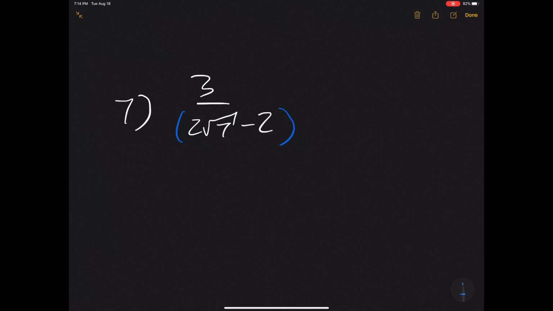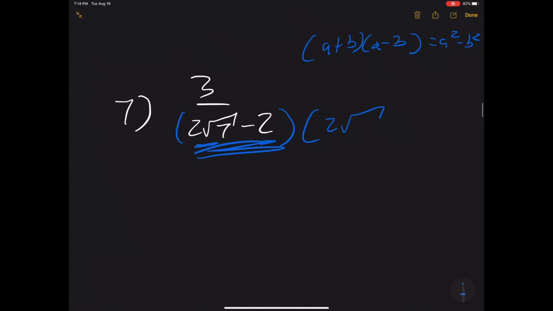And to rationalize the denominator, we just utilize the fact that we know a plus b times a minus b is equal to a squared minus b squared. And what that gives us is it allows us to square this term and square this term, which will get rid of the square roots in the denominator. But remember, if I'm multiplying by, this is a minus b, so a plus b is 2 root 7 plus 2. If I'm multiplying by that on the bottom, I have to multiply by it on the top.